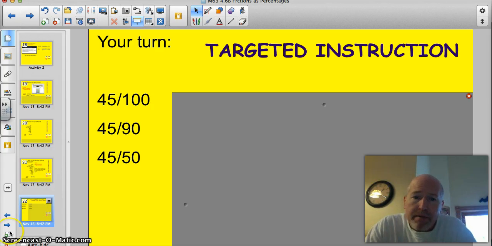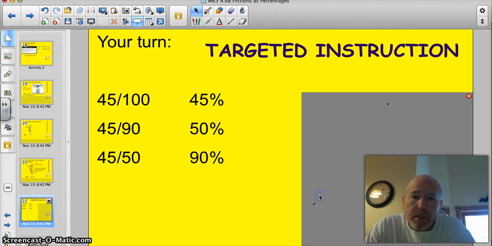Okay, I'm back. Let's see how you did. 45 out of 100, of course, is 45%. 45 out of 90 is 50%. You can see that that's half. This one here is straight percentage when you have it over 100. Remember, we talked about that with ratios. Here, you just had to do some simple division, either longhand or on a calculator.